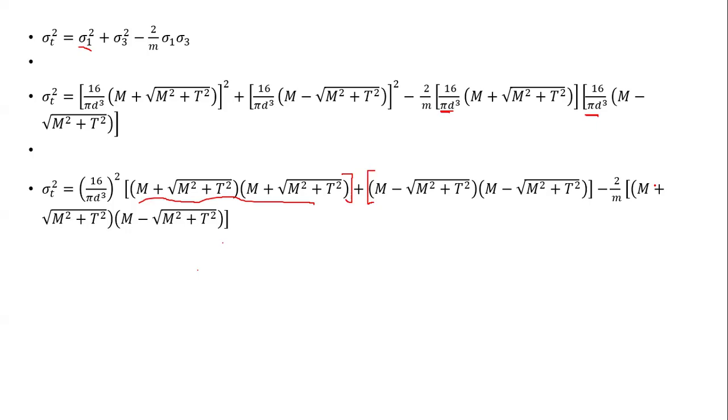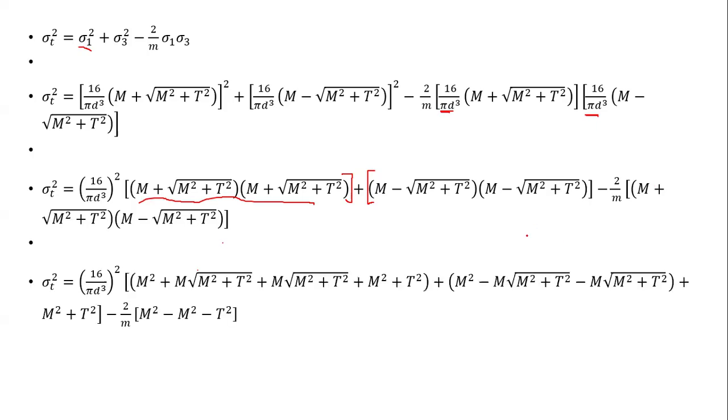Now, this shouldn't even bother you because all we're doing is just some algebra. So the next thing I do is to do the multiplication of these variables inside. First of all, 16 over pi d cubed squared. I just write it down the way it was. Next, I multiply m by m. It gives me m squared.